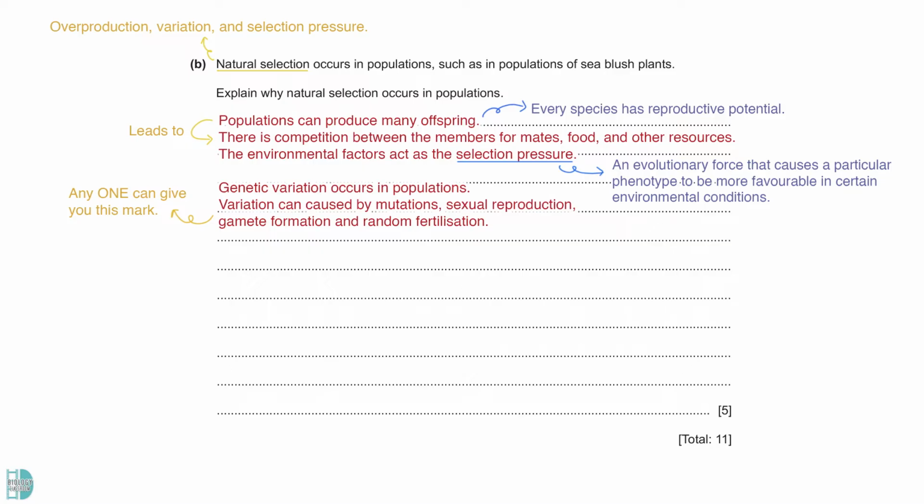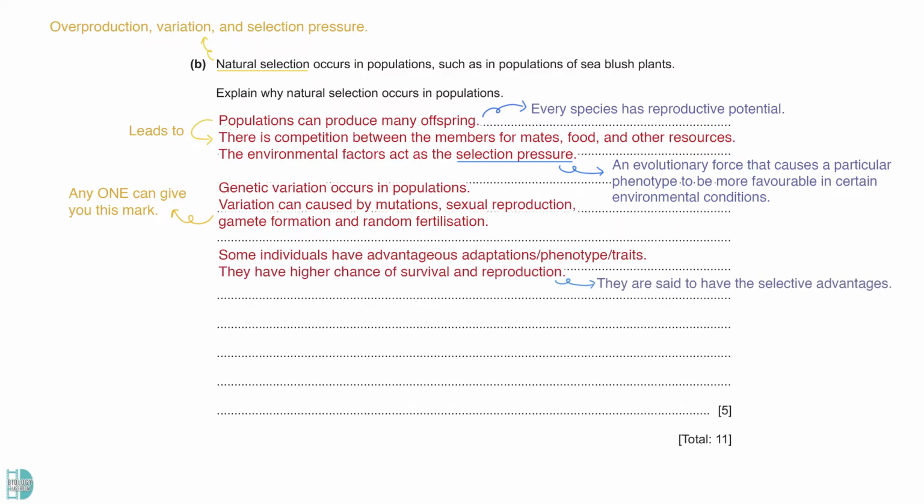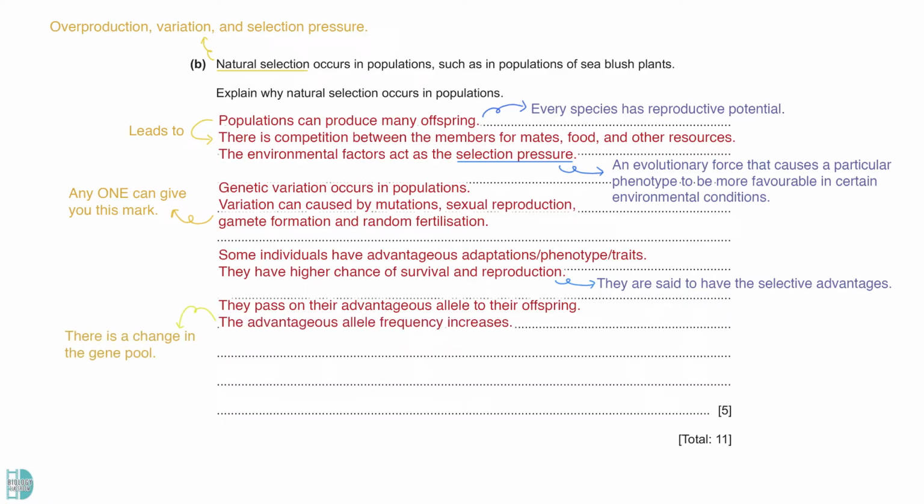Due to variation, some individuals have advantageous adaptations. They have the phenotypes or traits that provide them a greater chance of survival and reproduction. These individuals are said to have selective advantage. They pass on their advantageous allele to their offspring. The advantageous allele frequency increases in the population, leading to a change in the gene pool. The population will now be more adapted to the environment, and this is evolution.